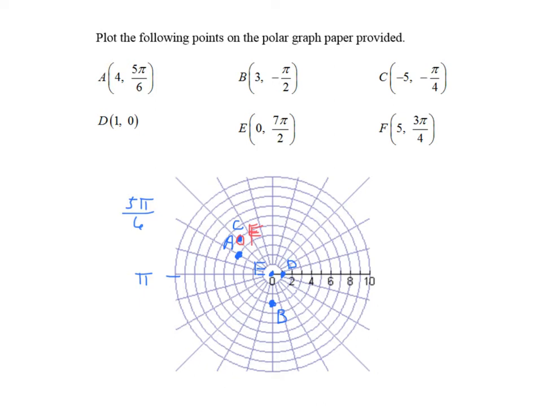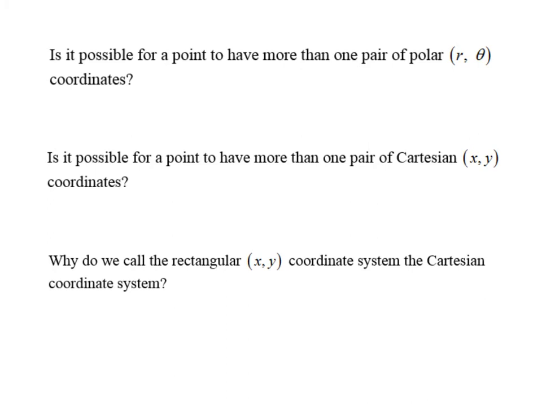Now that you've done this little exercise, let's consider a few questions on the next slide. Is it possible for a point to have more than one pair of polar coordinates? Well, certainly we saw in our exercise that that would be a definite yes, right? We had negative 5, negative pi over 4, and that yielded the same point as positive 5, 3 pi over 4. And of course you can imagine there are actually infinite polar coordinates for that same point. We can just keep using coterminal angles to 3 pi over 4 and we will still have the same point.